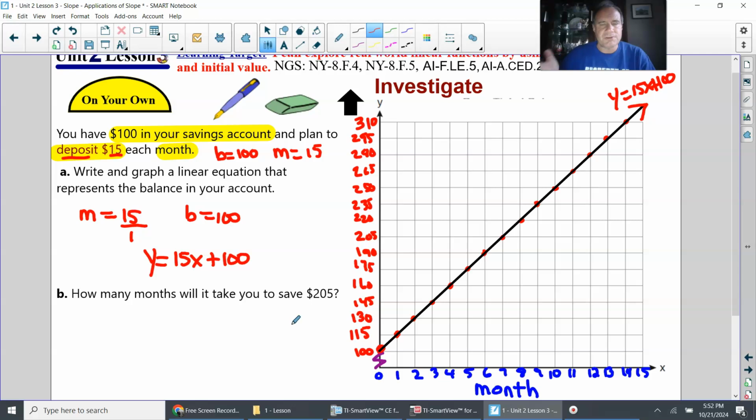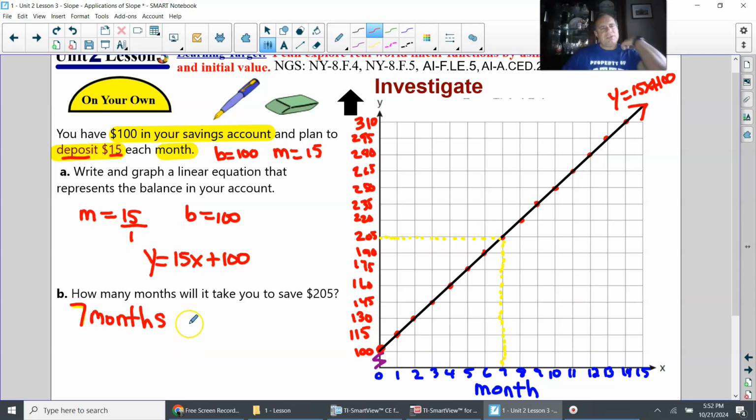So how many months will it take you to save $205? Well, the 205 is right here. So I'm going to go across and hit that and go down, and it will take you 7 months. And that's using the graph.